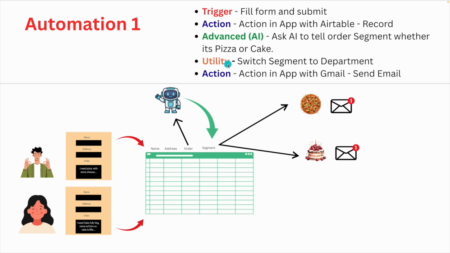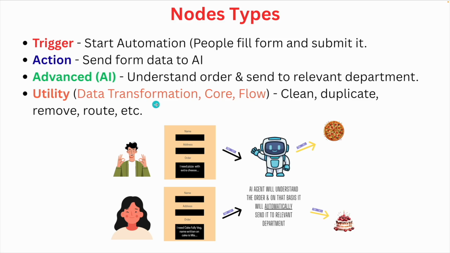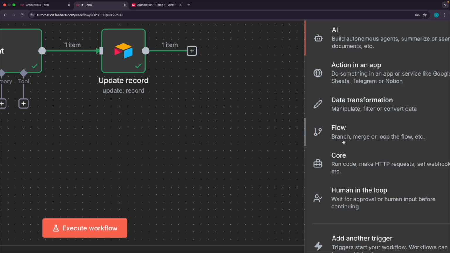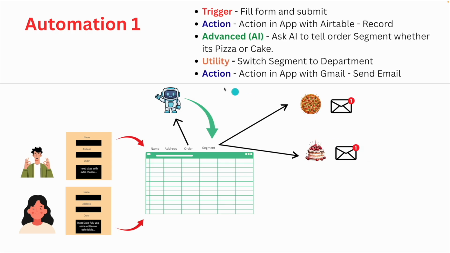Now I am also going to use a utility node. Remember, in the utility node, if you click on the plus button, you can see here we have data transformation, flow, and core. These three combined are what is known as utility. A utility node is something related to data. You can play with the data, like you can clean, duplicate, remove, route, and much more. So let's see that in action, the utility node.